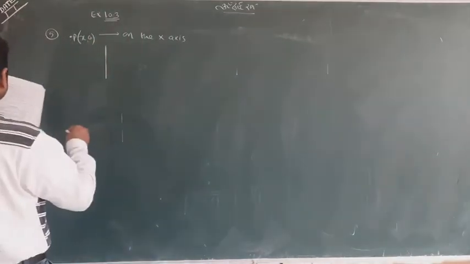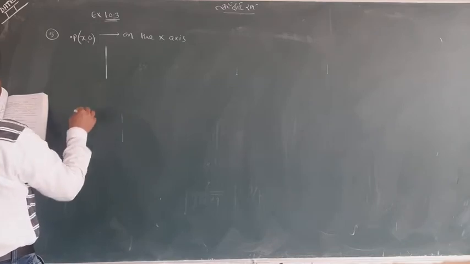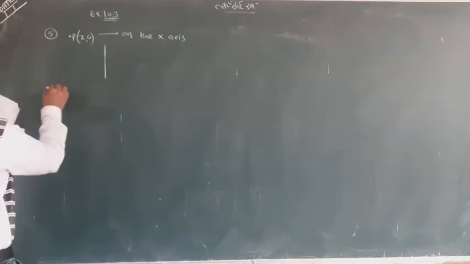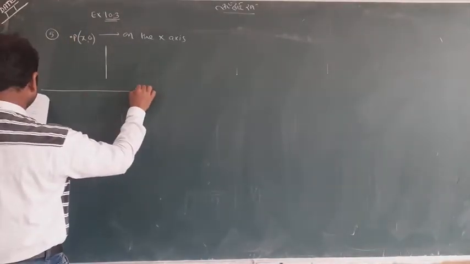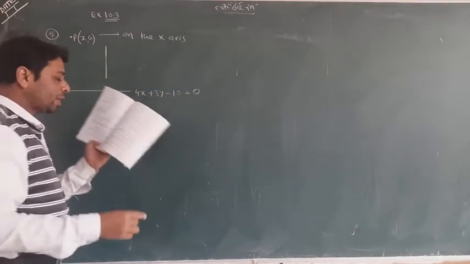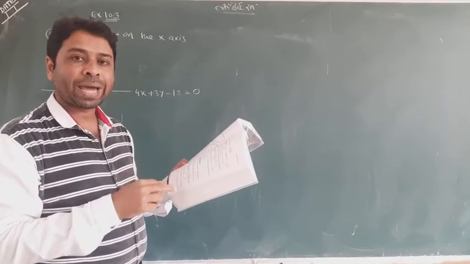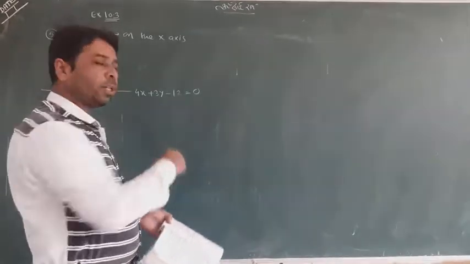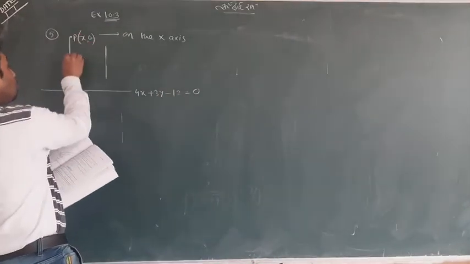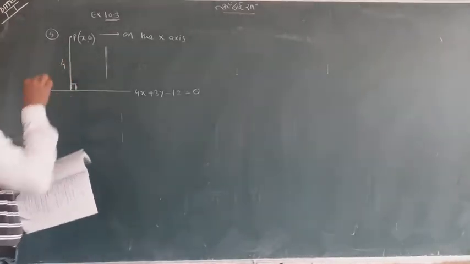Now what does the question say? The distance from the line x/3 + y/4 = 1 is 4 units. Suppose this line is 4x + 3y - 12 = 0. You can understand that the line I have written, x/3 + y/4 = 1, I took the LCM there, so I have got the line. And we are told that the distance from the point to the line is 4 units.